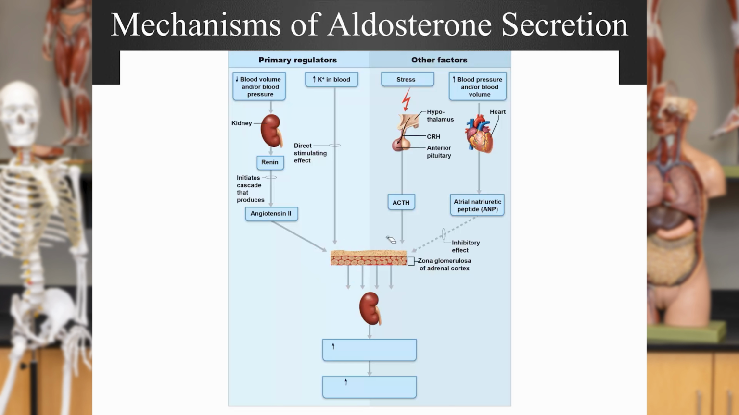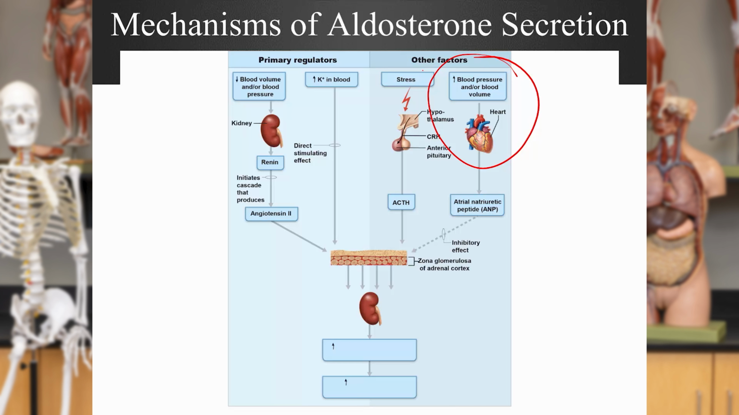All right, 3 different ways now that we're stimulating this adrenal cortex for production of aldosterone. The fourth thing here, dealing with the heart, is going to be inhibition, which makes sense because in this case, we're looking at an increase in blood pressure, an increase in blood volume, which is exactly the opposite of what the primary regulator was. Remember, drop in blood pressure, drop in blood volume, stimulate the kidneys to produce more aldosterone. So this is the exact opposite side.